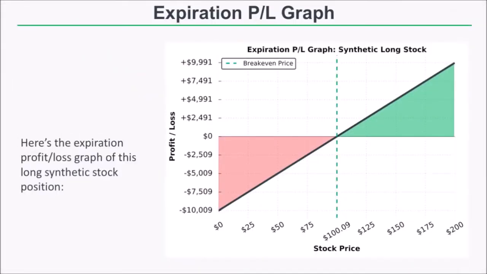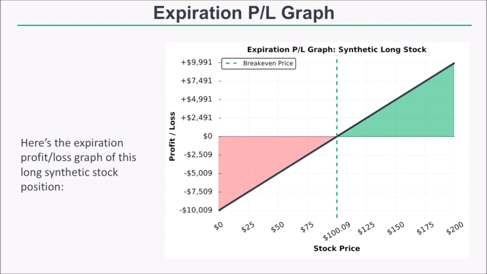As we can see, the risk profile graph looks identical to the risk profile graph of a long stock position. Our break-even price is 100.09, and our worst case scenario is if the stock price goes to zero, in which case we would lose $10,009. So 100.09 times 100 is $10,009. If the stock price goes up to 125, we'll be up $2,491, because 125 minus 100.09 times 100 is $2,491. So basically for every 1 point increase or decrease in the stock price, the corresponding profit or loss will be $100.